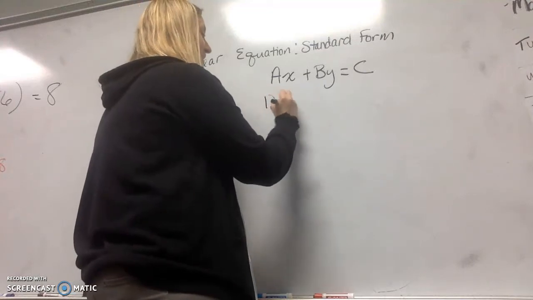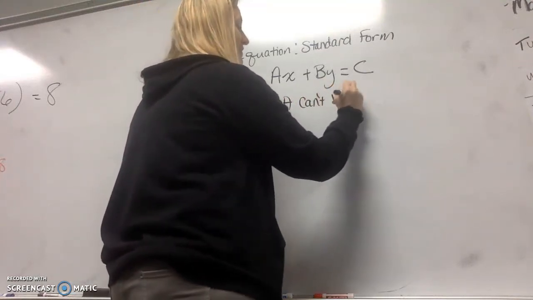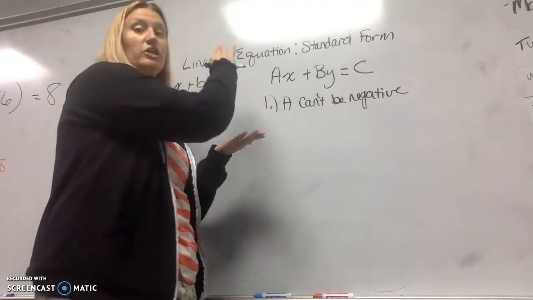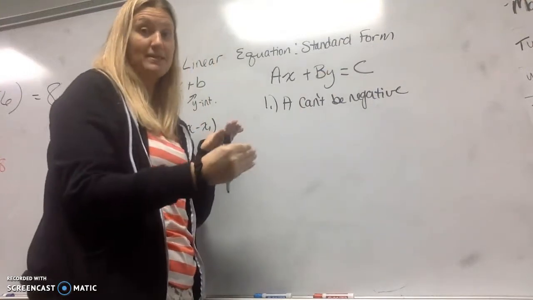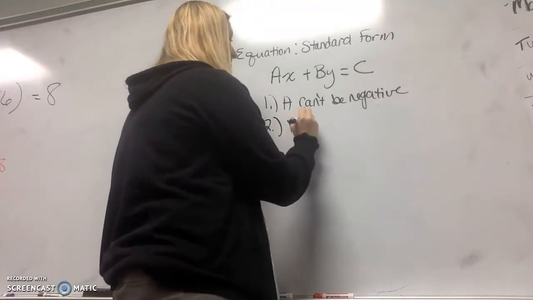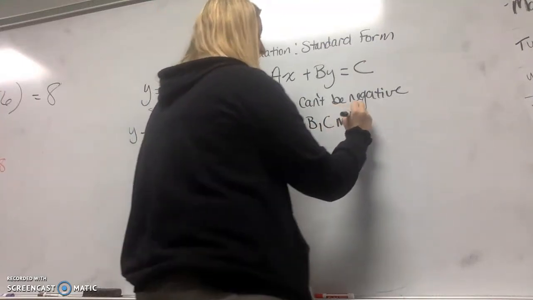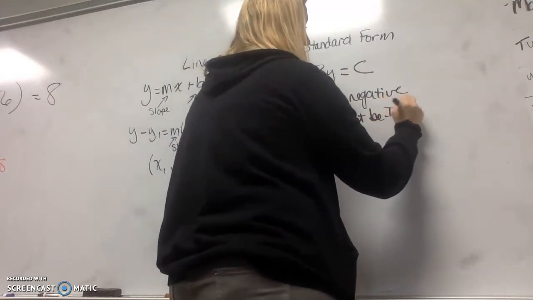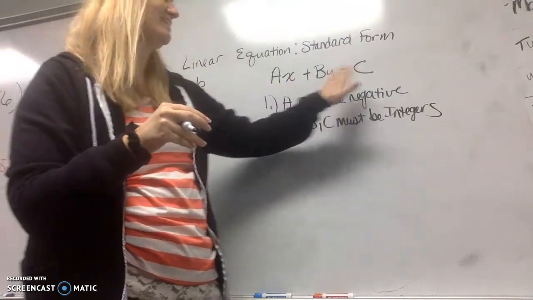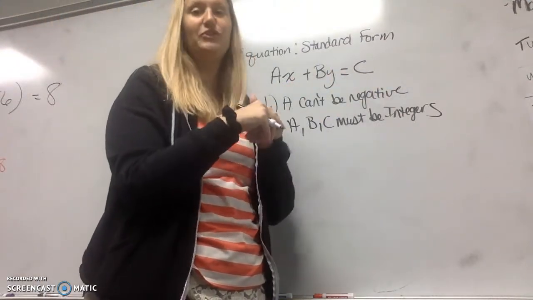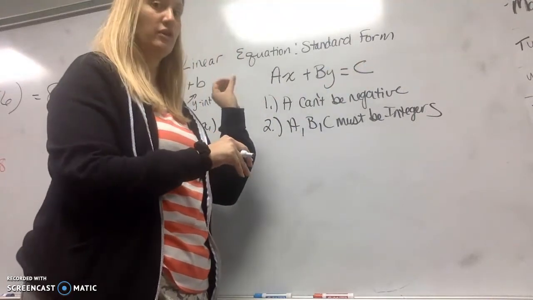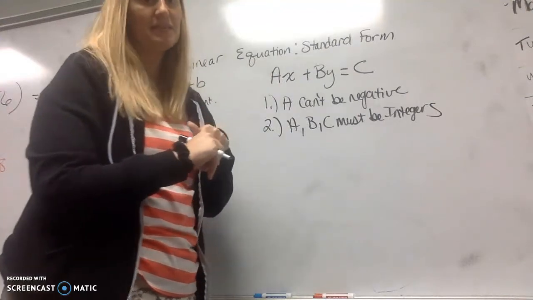Rule 1, A can't be negative. The number that is in A's spot must be a positive number. So if it's negative, you're going to have to multiply everything by -1 to make it positive. B and C can be negative, just not A. A, B, and C must be integers. For that matter, A better be a whole number, not even an integer. In other words, you cannot have fractions and decimals here. If you do, then you're going to have to do that multiplying through that we've learned, where you multiply through by the denominator or by 10 or 100 to get rid of the decimals.